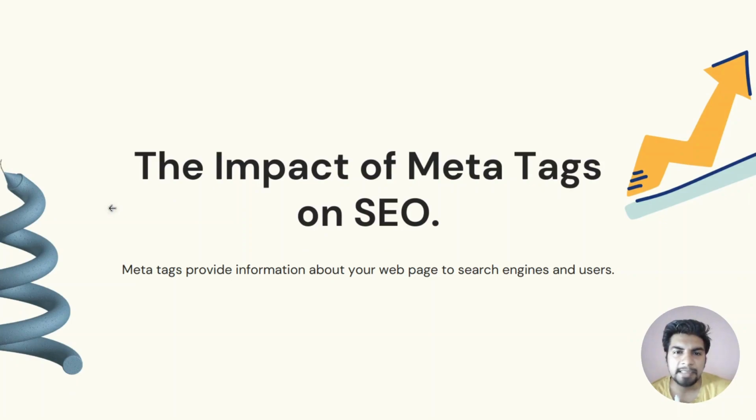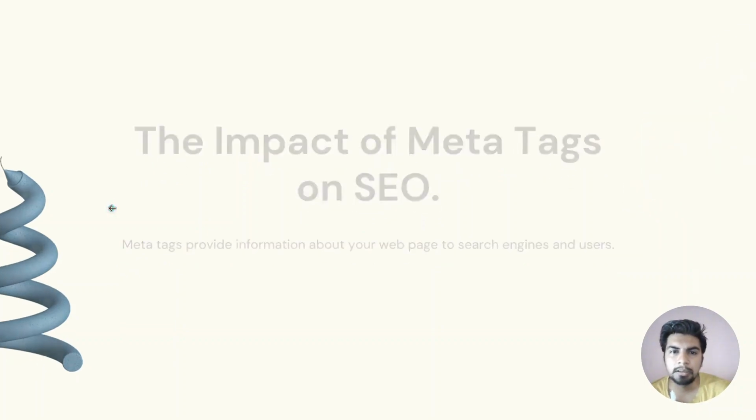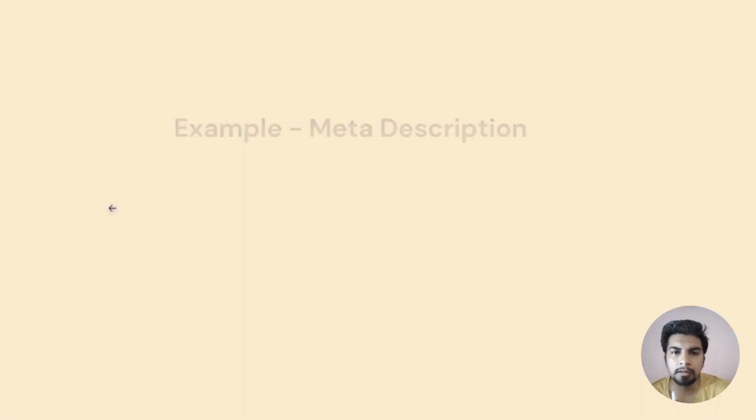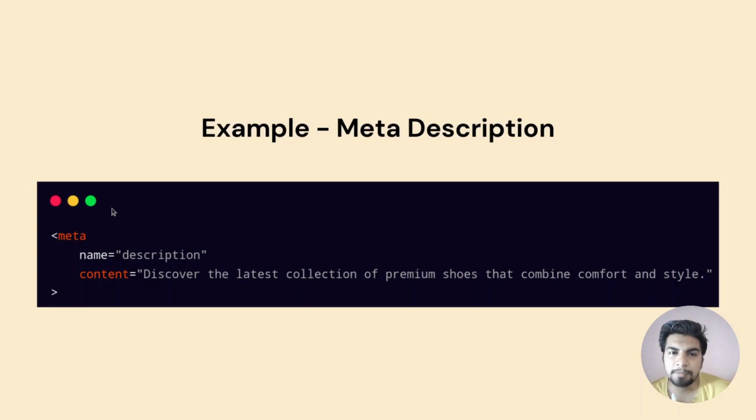Understanding meta tags and their impact on SEO, meta tags provide valuable information to search engines and users. Let's explore key meta tags and how they influence SEO. Here first comes meta description. Meta description helps you create a concise summary of your page's content, incorporating relevant keywords to attract search engine rankings and entice users to click through to your website.